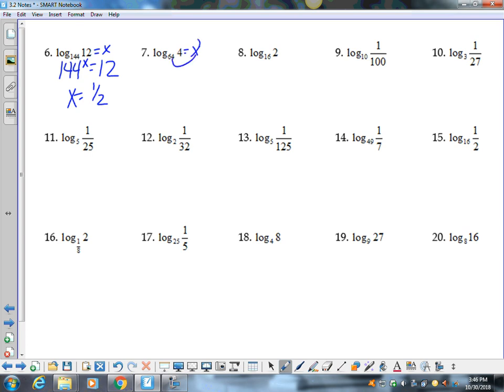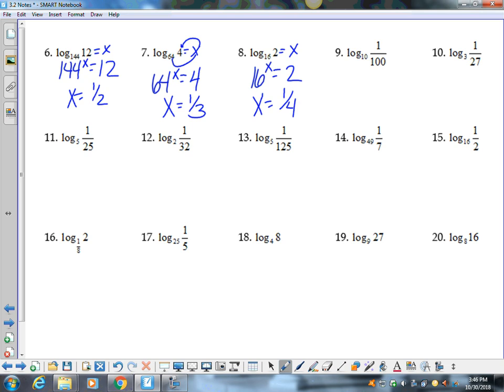Show the snail on this one. 64 to the x equals 4. It's not square root. That's a cube root. 16 to the x equals 2. Not a square root, not a cube root, but a 4th root. 2 times 2 times 2 times 2. Yep. So that's a 4th root of 16 equals 2.